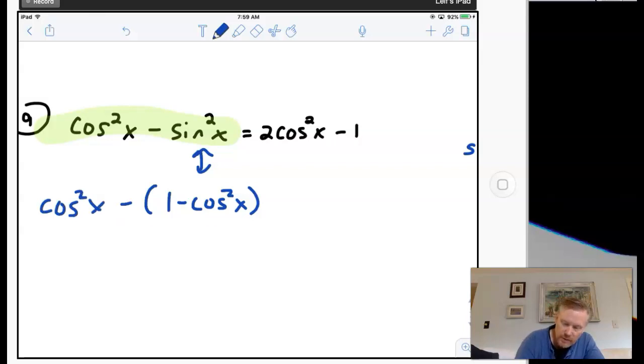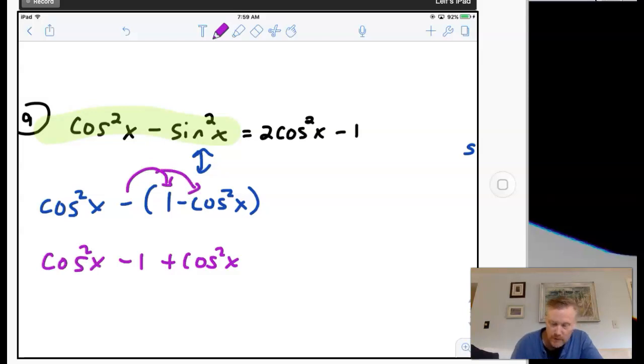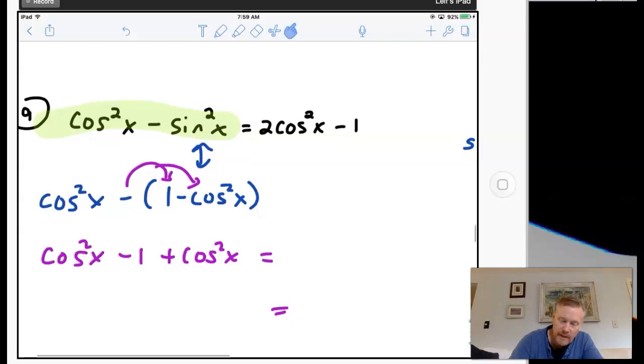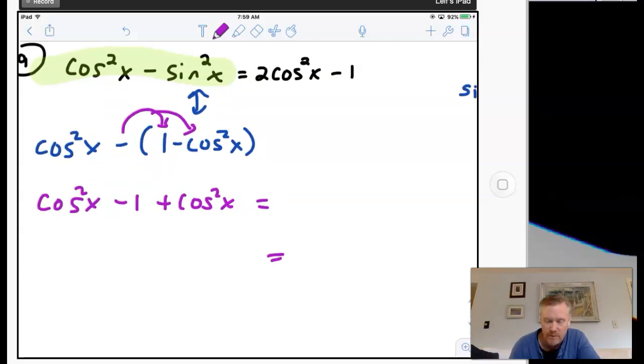Now I'm going to distribute that subtraction sign there. So I get minus 1 and then plus cosine squared of x. I just distributed this to both, changing both the signs. And now, look, I got cosine squared of x plus cosine squared of x. That's y plus y is 2y. Therefore, this is 2 times cosine squared of x minus 1.